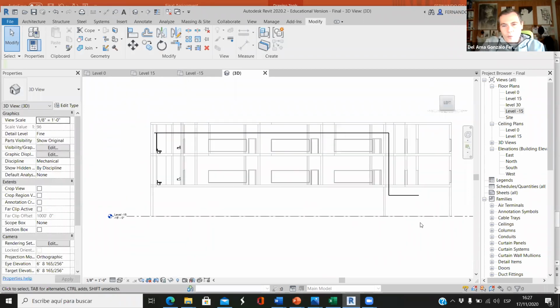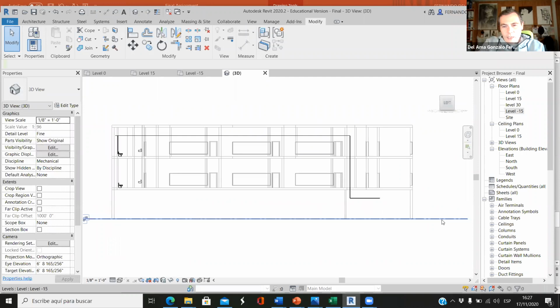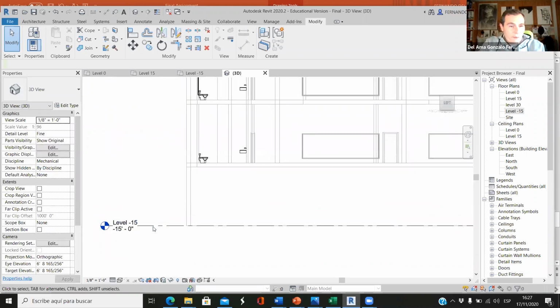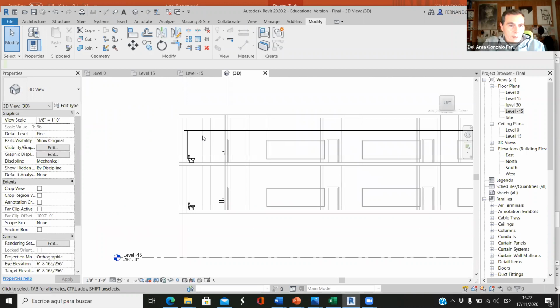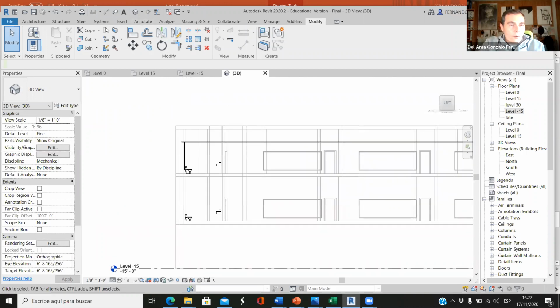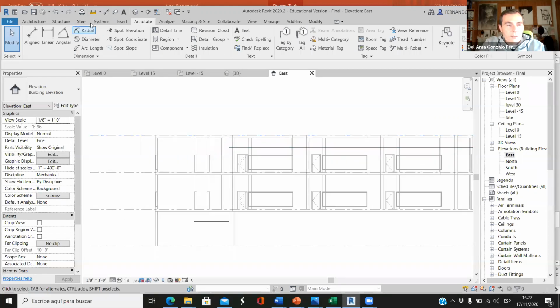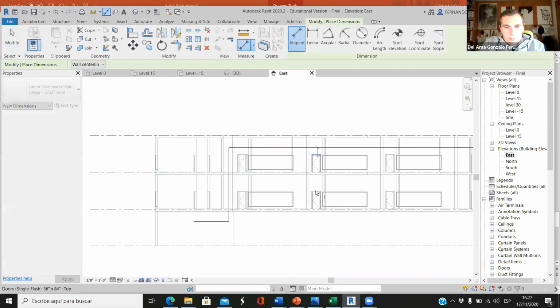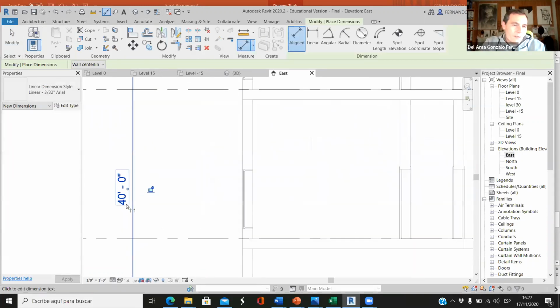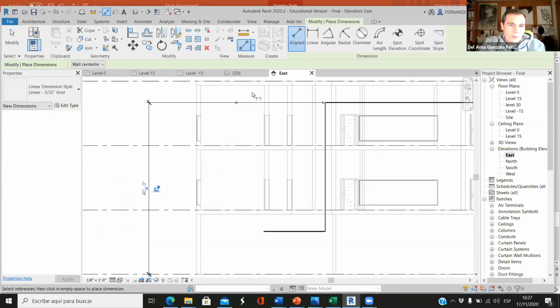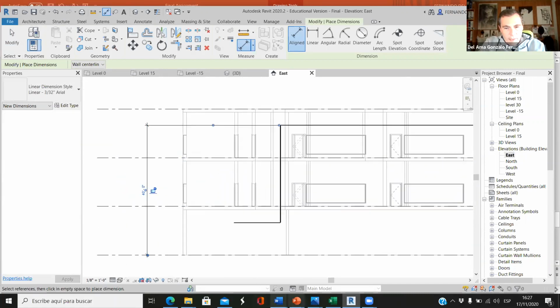Okay, so the water supply would be underground. So if this is level negative 15, what is that length? Annotate. Oh, because I need the elevation. East elevation. So from this point to that point, the maximum length is around 40 feet. It can be 40, 41, 42, something like that.